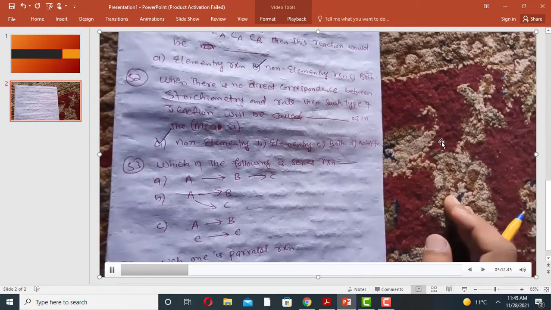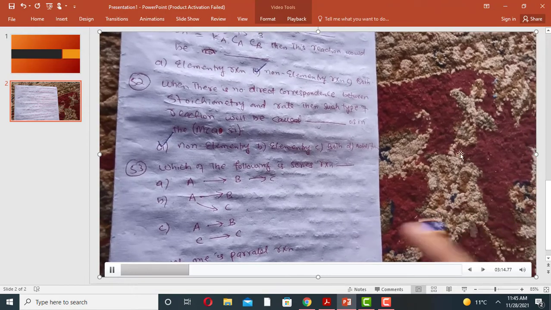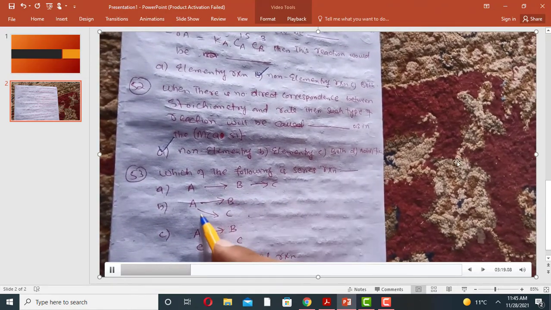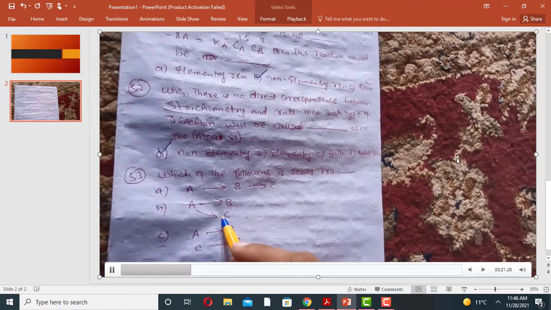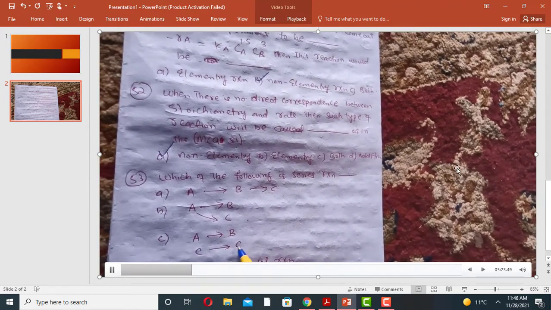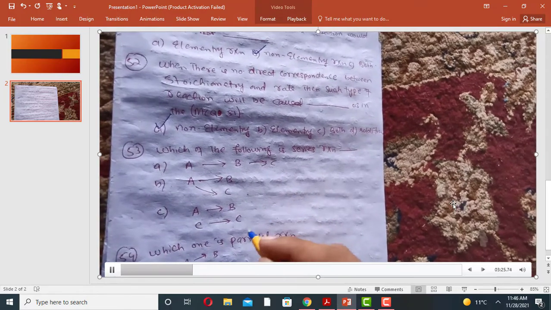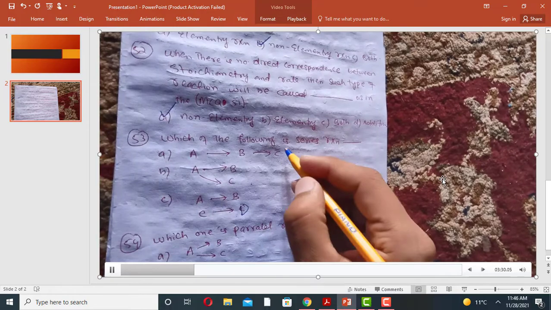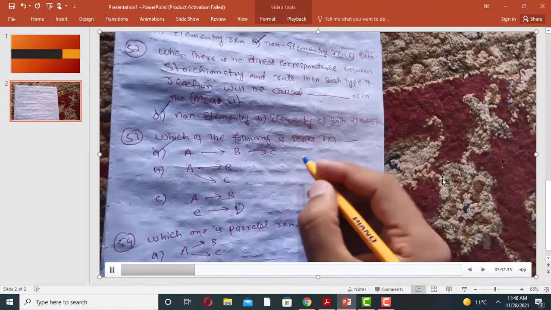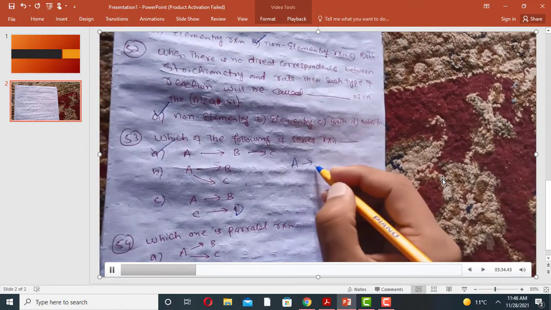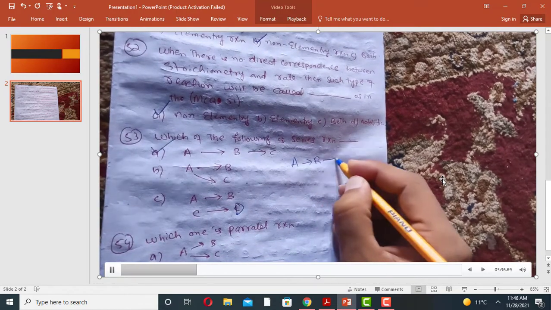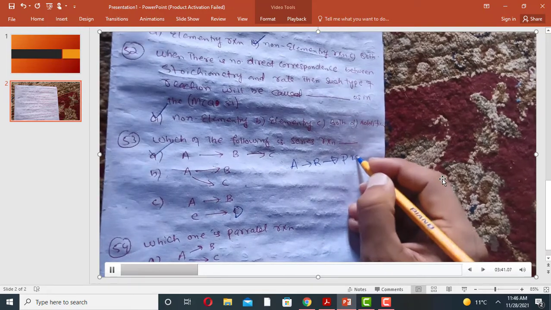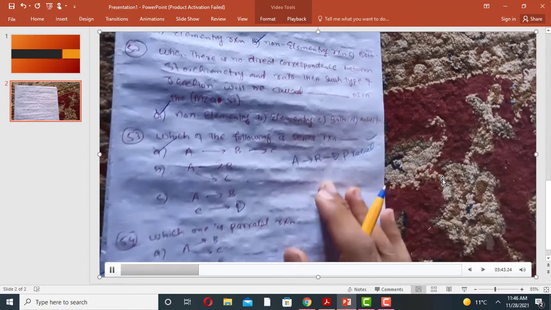Which of the following is a series reaction? A is converted into B and B is converted into C; A is converting into B and A is converting into C; A is converted into B and C is converted into D. So which one is the series reaction? The first one. In a series reaction, the reactant first forms an intermediate, and then the intermediate forms the product. So this one is the series reaction.